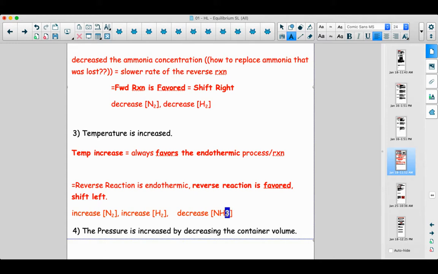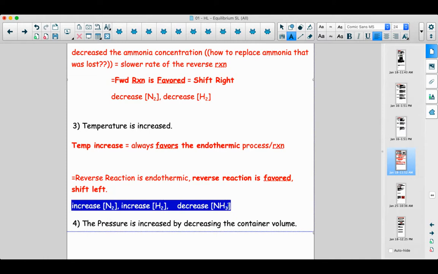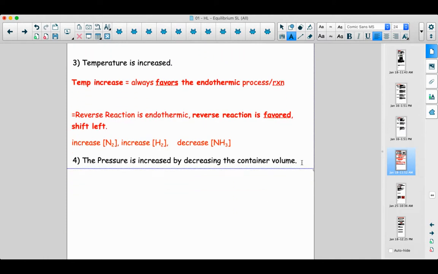In order for the reverse reaction to happen, I need to use up NH3, and I need to make N2 and H2. So when you reach a new equilibrium at this higher temperature, there'll be more reactants in there, and there'll be less product in there. Final example says the pressure is increased by decreasing the container volume.